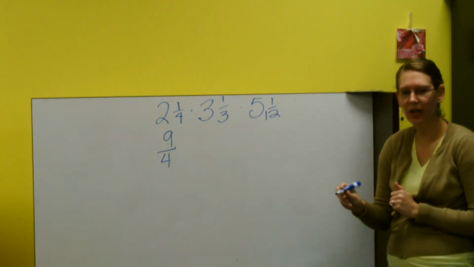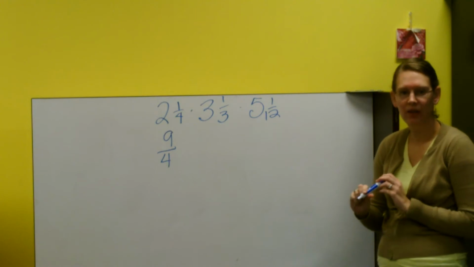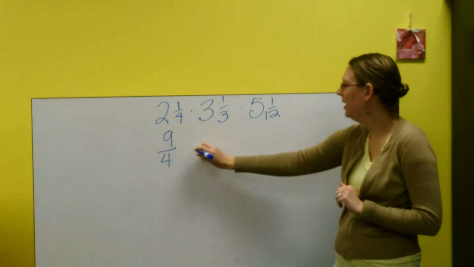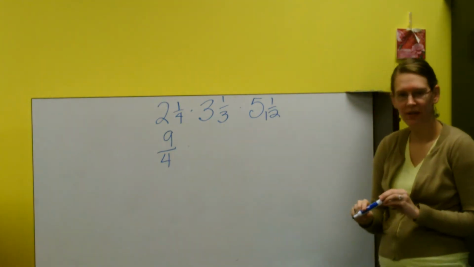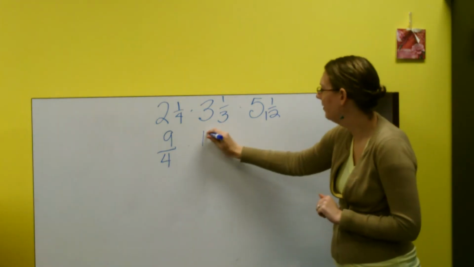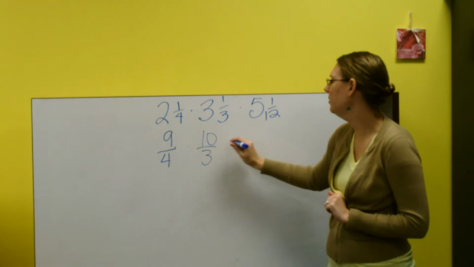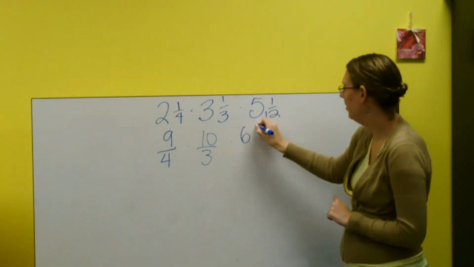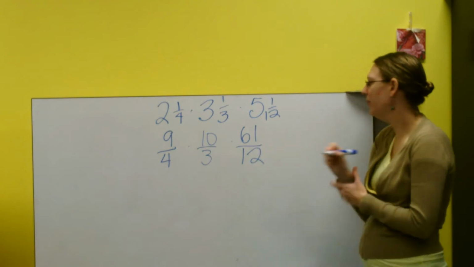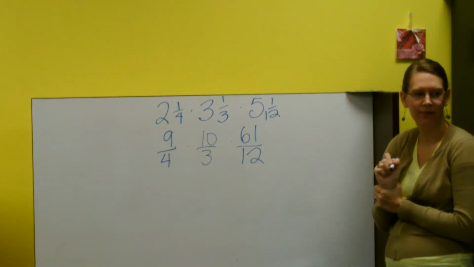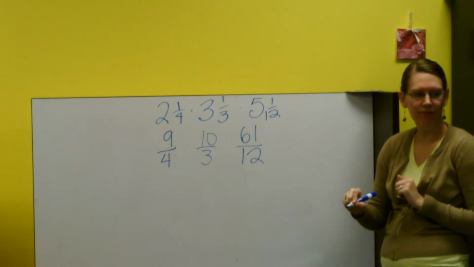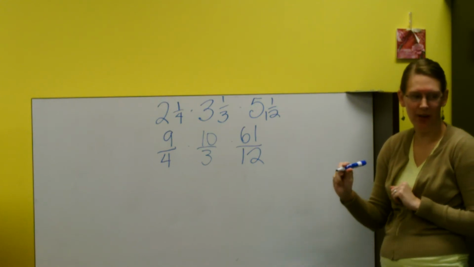Portia, want to take the next one for me? 3 1/3 as an improper fraction would be 10/3. Good. And Destiny, last one's yours. 61/12. Good. Can we simplify anything? So Jamaica, can we simplify anything up here?